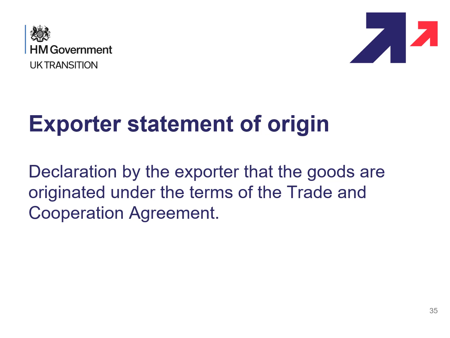A statement on origin is a declaration by the exporter that the goods are originating under the terms of the TCA. The statement contains standard wording that the exporter adds to the invoice or any commercial document that describes the originating product in sufficient detail to be able to easily identify the goods.